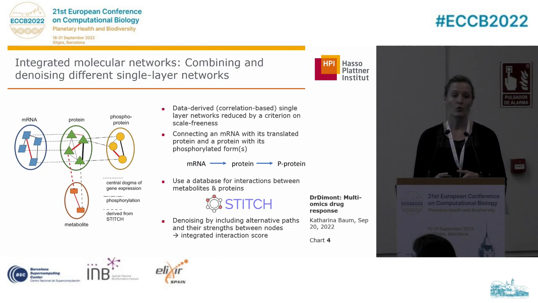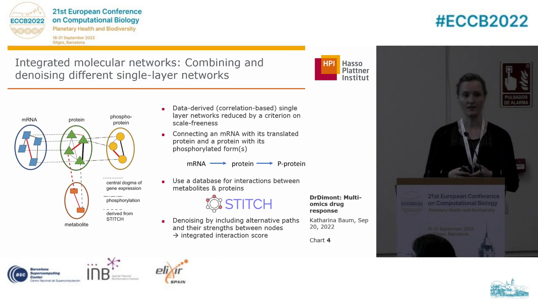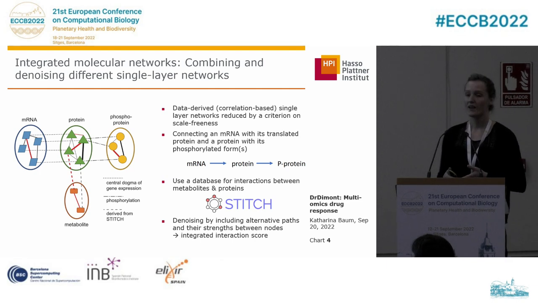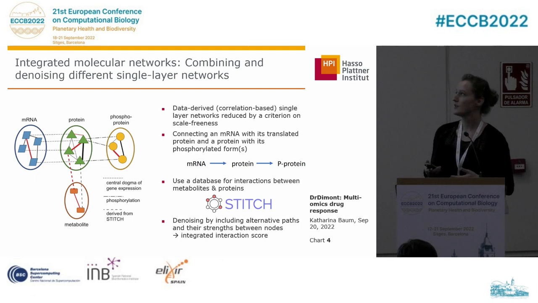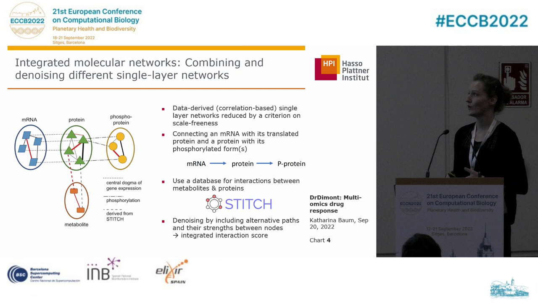First of all, we go for the single omic layers. For each patient group, for each of the multi-omic layers we have, we generate a single layer network. We use correlation-based approaches here, but of course we can extend that. A correlation-based network would be quite big, so we reduce it based on scale-freeness assumptions or using a certain density that you want in your network.